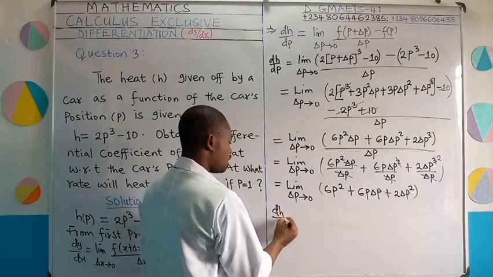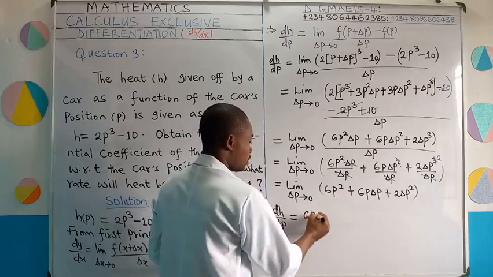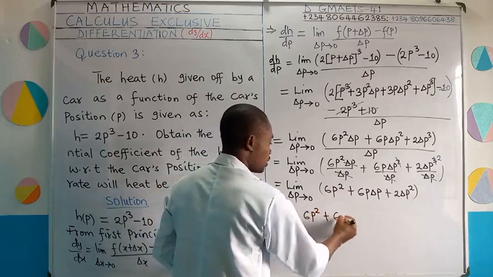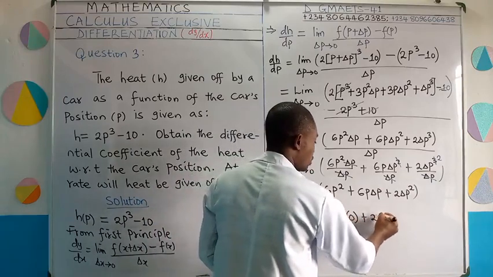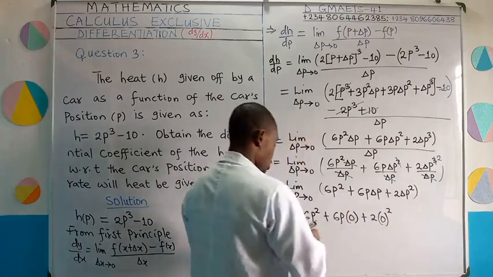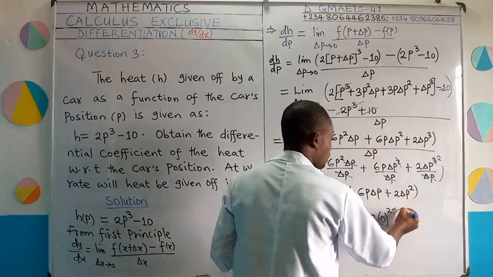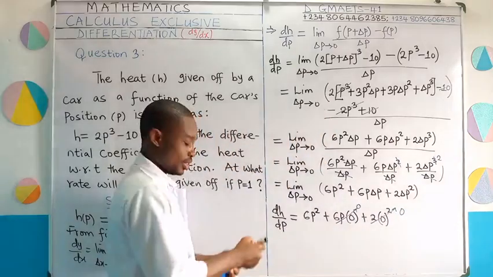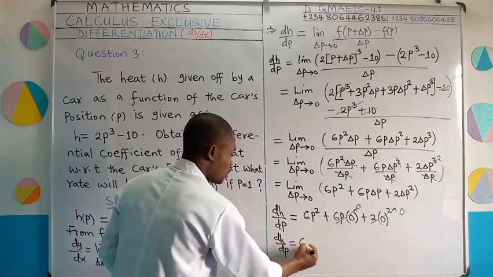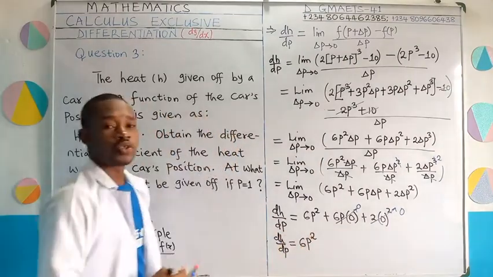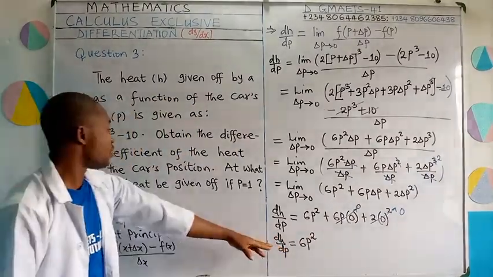Our dH dp will now be equal to 6p raised to the power 2 plus 6 times p times delta p, which is 0, plus 2 times delta p, which is 0, raised to the power 2. Now, working out this part will give us 0 already. This one will also give us 0. So you see clearly that dH dp will be equal to 6p raised to the power 2. So you see that the differential coefficient dH dp is equal to 6p raised to the power 2.